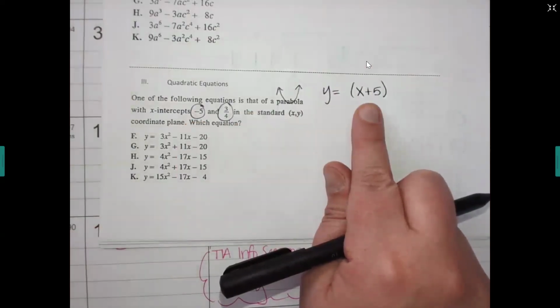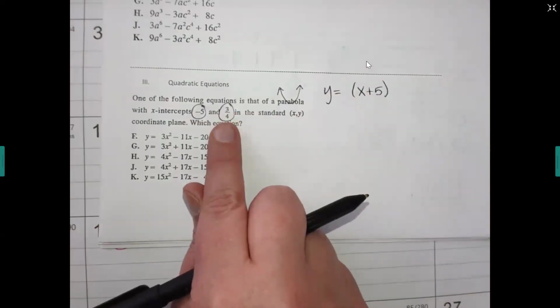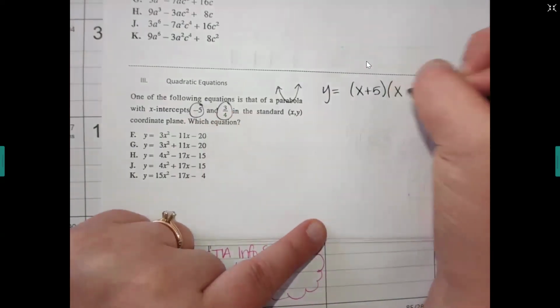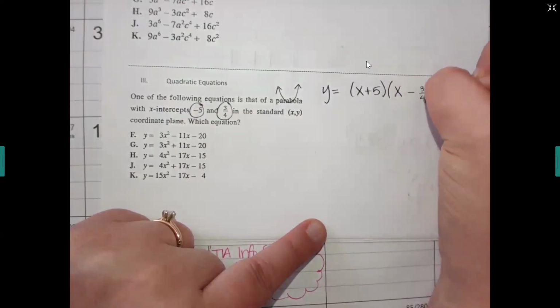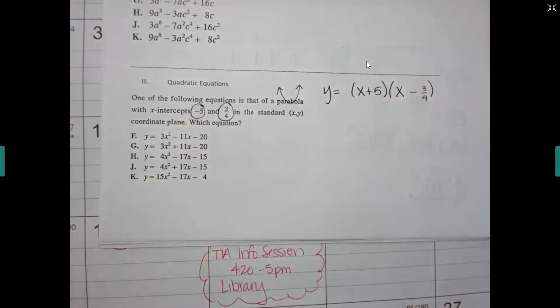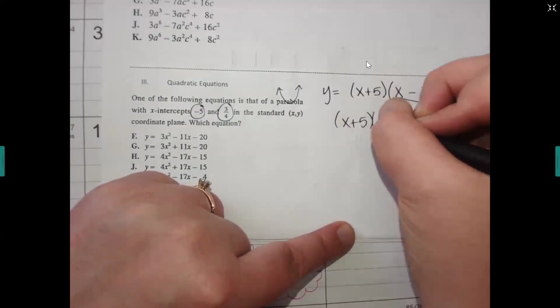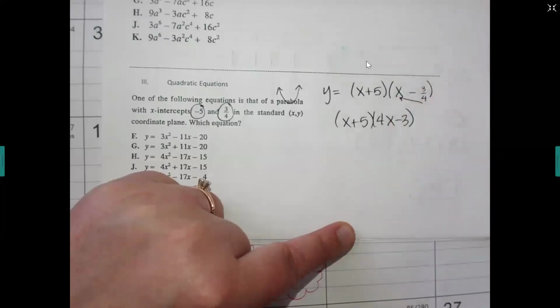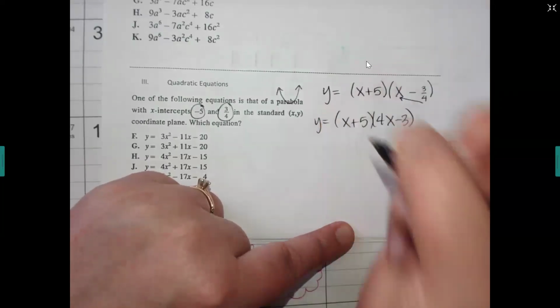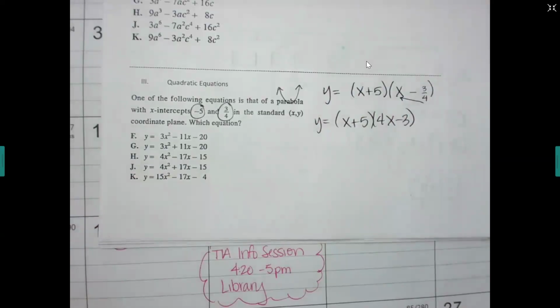If -5 is an answer, then the parentheses would have said x plus 5. Now, if the other one is 3/4, remember we would do x minus 3/4. But then what would we do with the 4? Do you remember? Slide it to the front. So you would say this is x plus 5 times 4x minus 3. If you have the zeros, you can work your way backwards. You just have to remember that if one of them's a fraction, you slide it to the front. Then from there, we're just going to multiply that out.